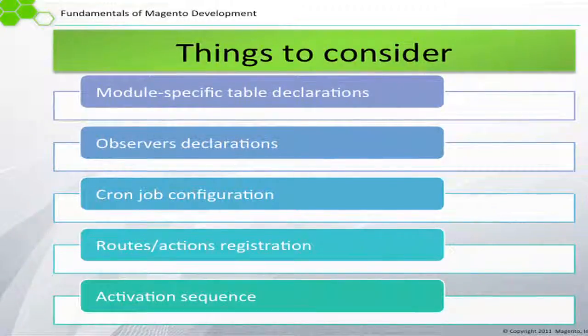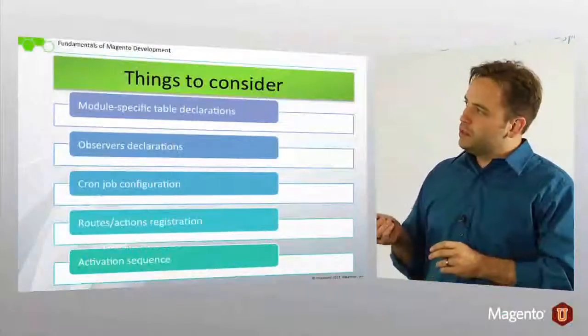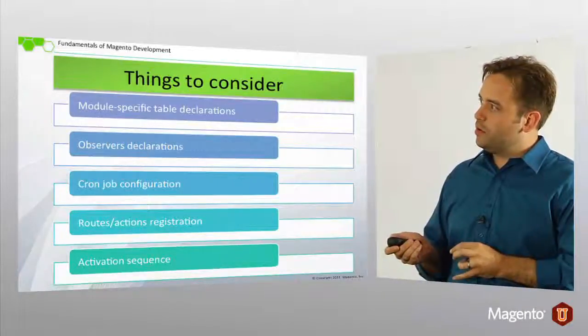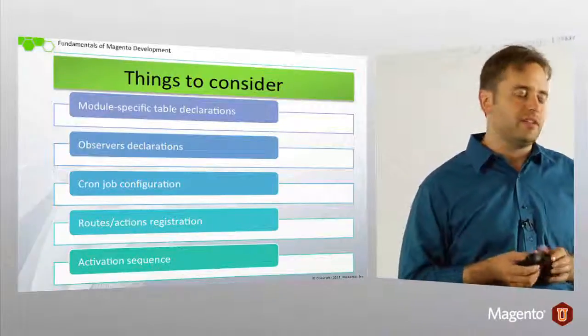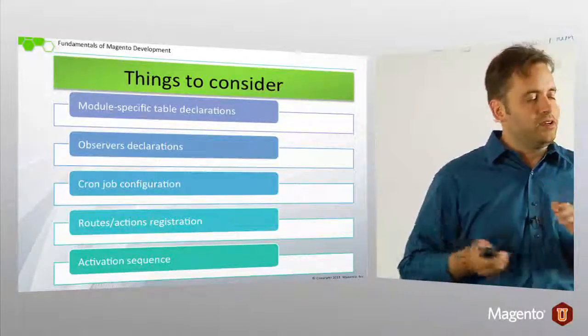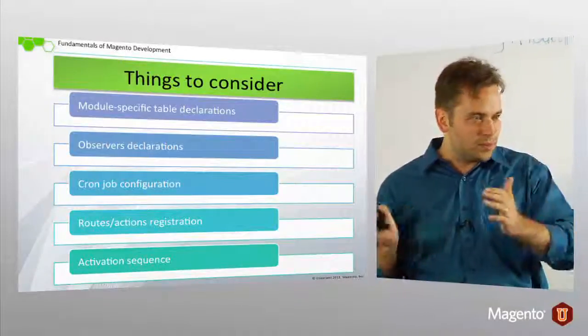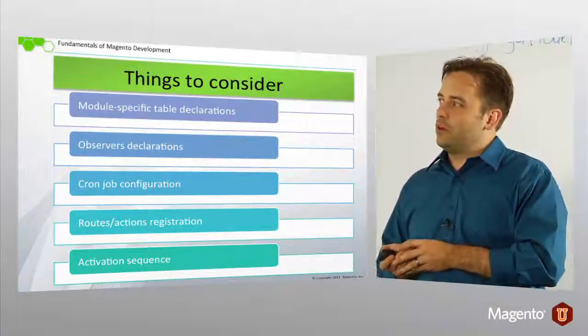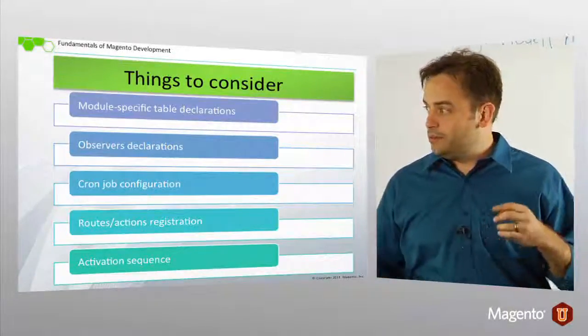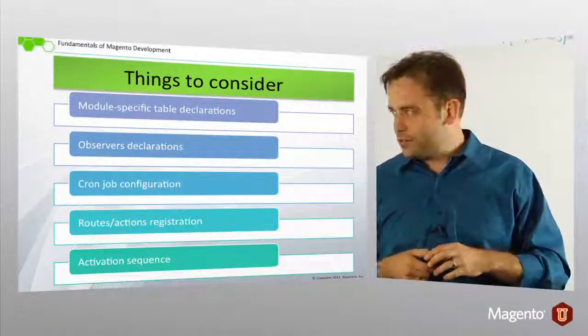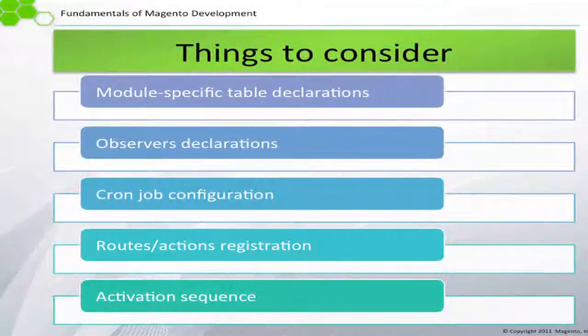All right, so let me see in our module declarations. Let's see, table declarations, other things. So yeah, we can define inside our entities node, inside our resource models, we can declare tables. We can also declare our observers. We can do our cron job and set up our controllers, and based on dependencies, the activation sequence. So again, just sort of a review of the configuration work that we've done so far.